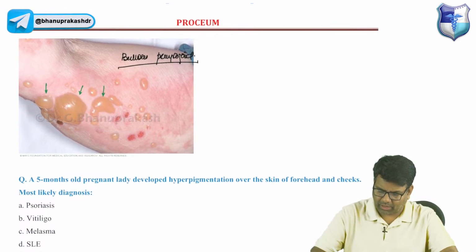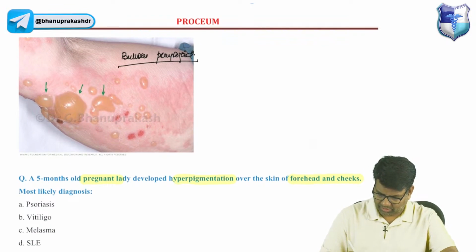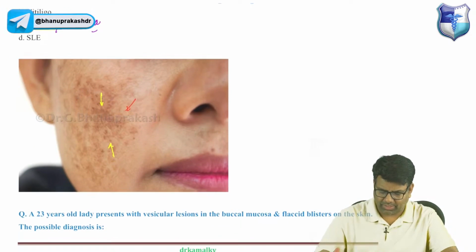Now we come to another question. A pregnant lady with hyperpigmentation over the face. So pregnant lady, yes, I think everyone can answer this. This is melasma, also known as chloasma, right? So you can see this is the typical presentation of melasma or chloasma, right?